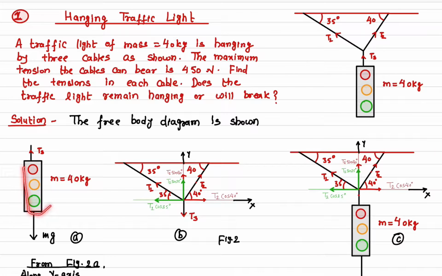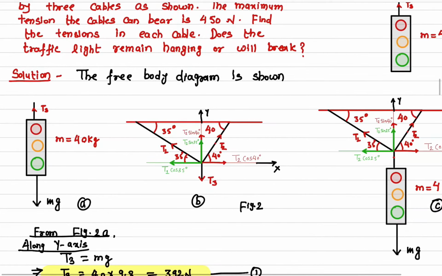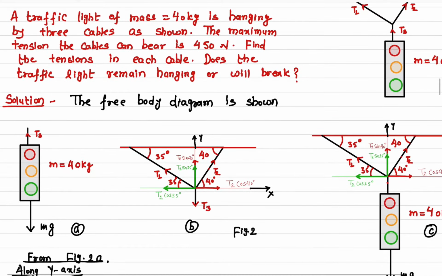So here I have the traffic light. The weight on the traffic light is always downward, which is given by mg. That's the weight. All right, and the tension in the cable is upward. This is the tension that is supporting the traffic light. And these two, the weight and this tension, are equal and opposite, and we'll write down the equation later on. So this is the free body diagram for the hanging traffic light.